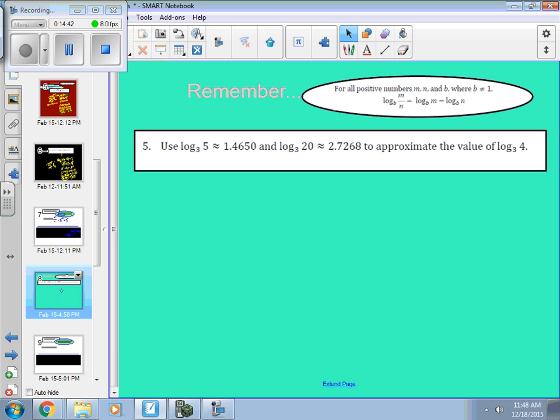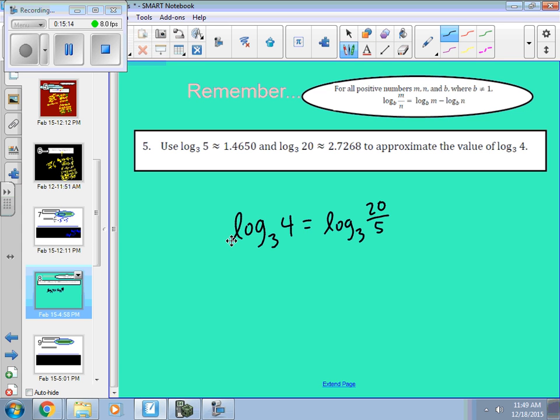Let's do that one on a similar type of problem that we did before, where they want you to approximate some log. Again, assume that you can't use your calculator, and they want you to evaluate log base 3 of 4. Well, we know by breaking down 4 that two numbers that divide to equal 4 would be 20 and 5. 20 divided by 5 is the same as 4. And the reason I picked 20 and 5 is that's the logs that they gave us here.